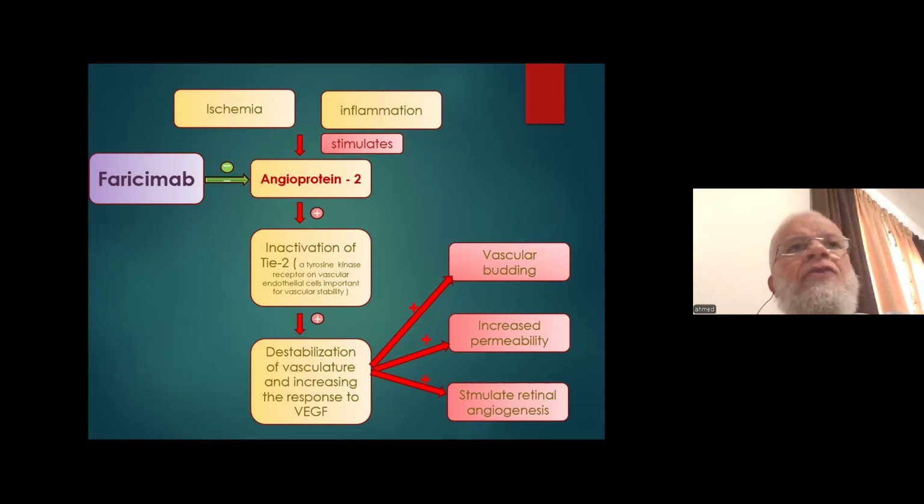anti-angiopoietin 2 drug. Angiopoietin 2 inhibits Tie2, which is a very important tyrosine kinase receptor, important for vascular stability. When angiopoietin 2 is inhibited by faricimab, there is activation of Tie2, and we don't enter into vascular budding, increased permeability and stimulation of retinal angiogenesis, which occurs if this receptor is inactivated.